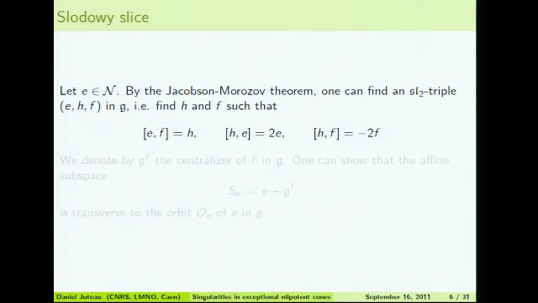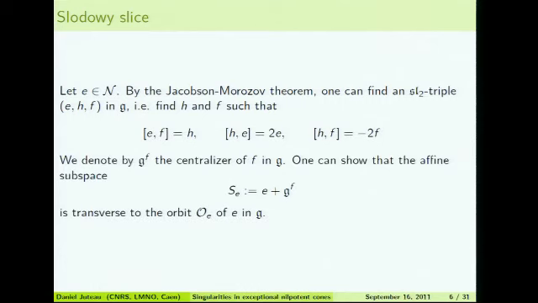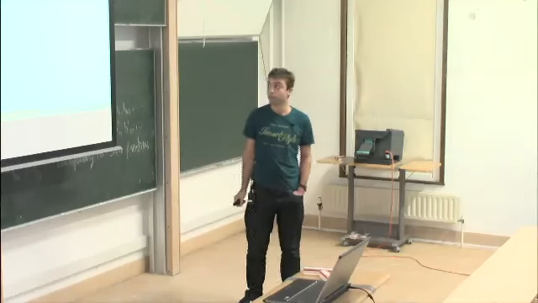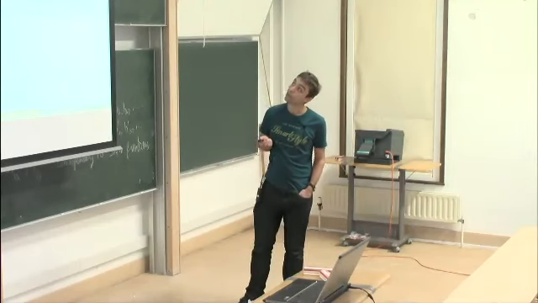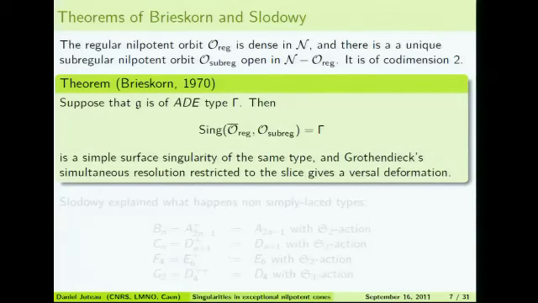So if you have a nilpotent element, you can embed it in an SL2 triple. And then if you take this affine space, E plus the centralizer of F, it's transverse to the orbit of E. And so you don't change the singularity type if you intersect with this slice. So there is one singularity which is very well understood, the singularity of the nilpotent cone along the subregular orbit, which is the unique orbit which is open in the complement of the regular orbit in the nilpotent cone. So it is of codimension 2.